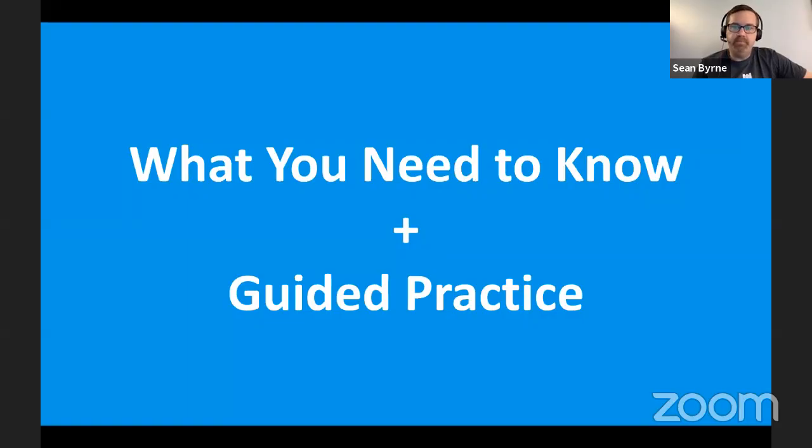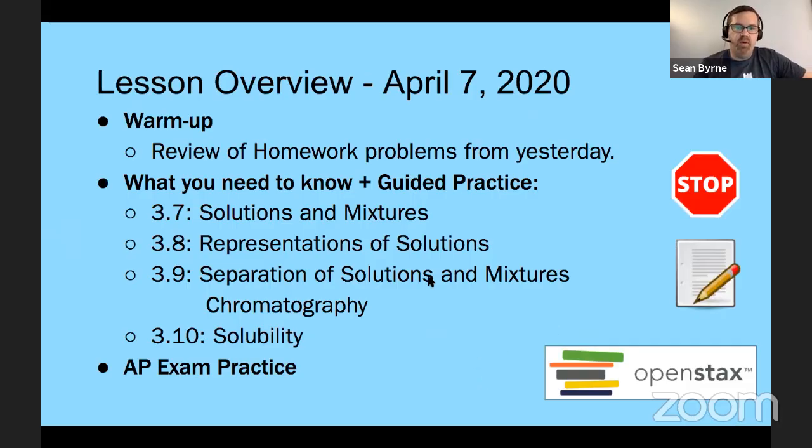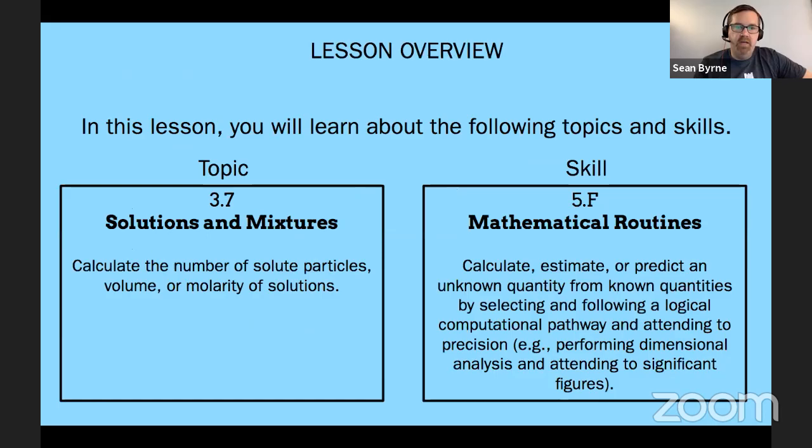Okay, I'm going to go through a couple of quick lessons on each of the topics coming up and some practice problems moving forward as well. We're going to talk about solutions and mixtures and how we could represent them, talk about two separation techniques, and then look at solubility, how we would talk about solubility in solutions. Okay. So this first topic, 3.7 solutions and mixtures, we're really going to get into the math.